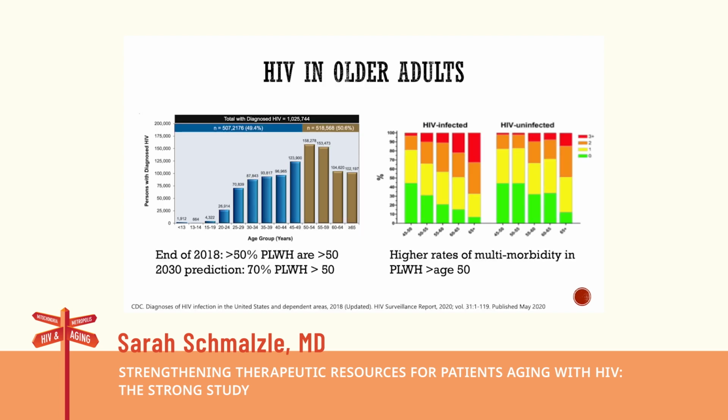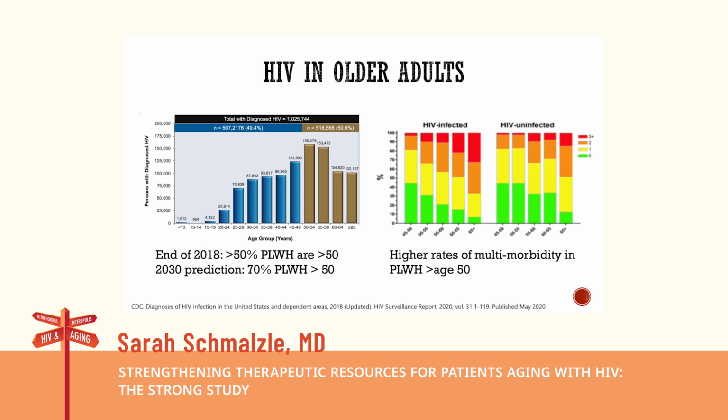As this audience is certainly well aware, the demographics of HIV have drastically shifted from the beginning of the epidemic to now. The graph on the left shows people living with HIV through the end of 2018, and the light brown bars are people living with HIV over 50, making up over 50% of the population of people living with HIV, and a predicted 70% by 2030.